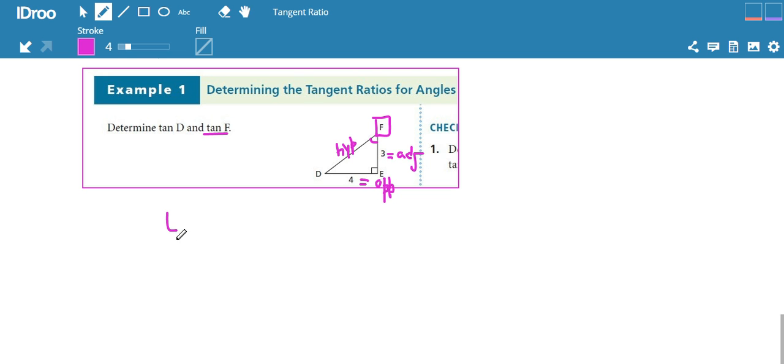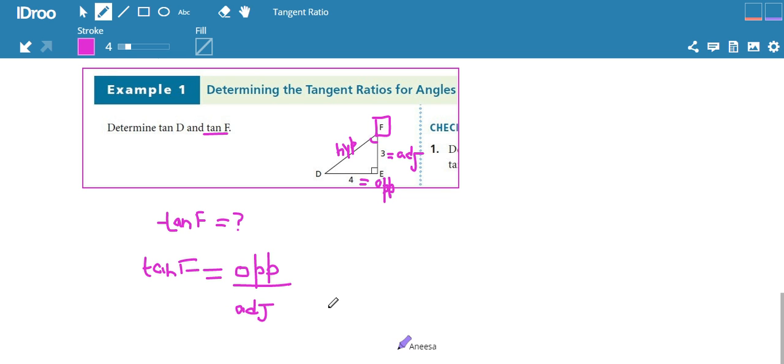So we're gonna find tangent F. That's what we have to find. So tangent F equals opposite over adjacent. When you put this in a calculator and you write 3 over 4, you would find out that 3 over 4 is 0.75. Then would you multiply that by tangent?